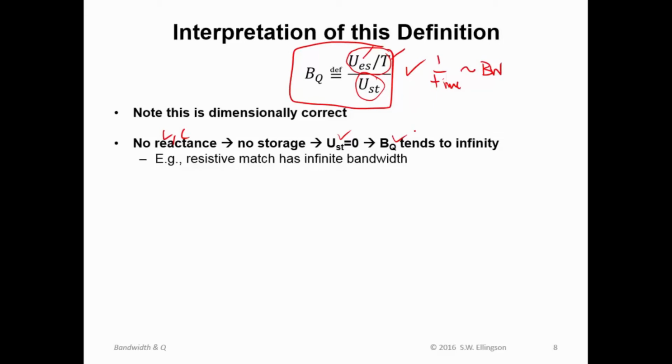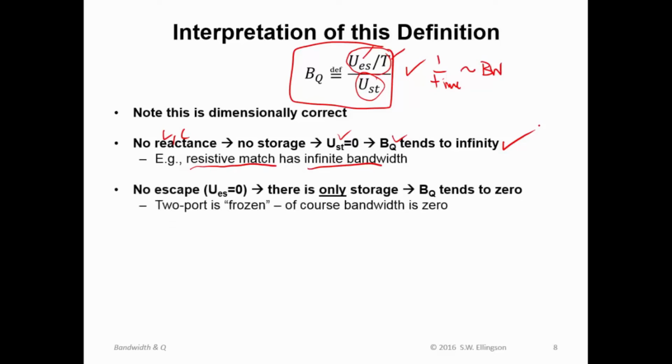Let me give you an example. We've talked about resistive matching, matching that consists only of resistors, and we realized that that has infinite bandwidth. That is exactly this case. So if I don't have any reactances, I have only resistances, and that's what I'm using to make the match, I can have infinite bandwidth, at least in terms of this definition B sub Q. And I'll tell you it's true in general as well.